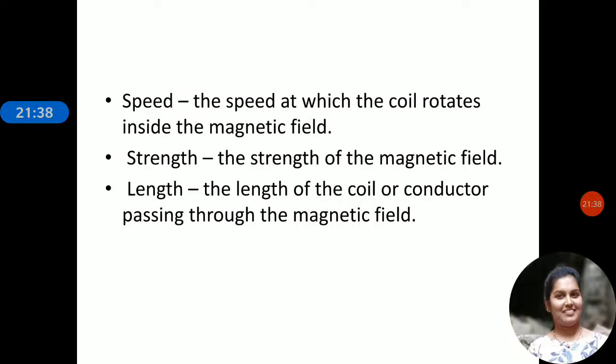All these factors will decide how much EMF will be induced in the conductor. In simple terms, the EMF induced E will be equal to BIL newtons. This is a formula which we generally use for electromagnetic induction. E is the EMF induced, equal to BIL newtons.